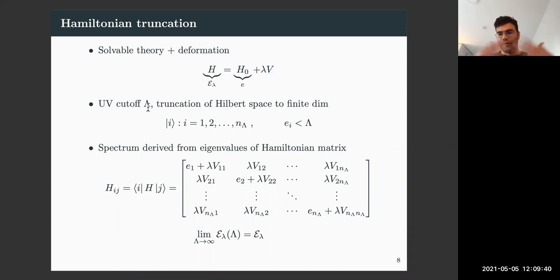Then we introduce a UV cutoff, lambda, and we truncate our Hilbert space to finite dimensional. So we have this infinite dimensional Hilbert space. And with this procedure, we say that let's get rid of all of the states that have energy bigger than this UV cutoff lambda. So we truncate our Hilbert space to finite dimensional, and then we can concretely build the Hamiltonian matrix, give it to a computer, and ask the computer to diagonalize it and read off the spectrum. And at the end, we expect, as we increase this UV cutoff lambda, we recover the exact value of the spectrum. So this is the whole ideology of Hamiltonian truncation.